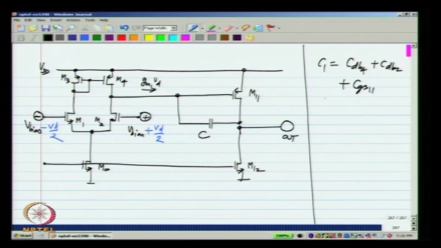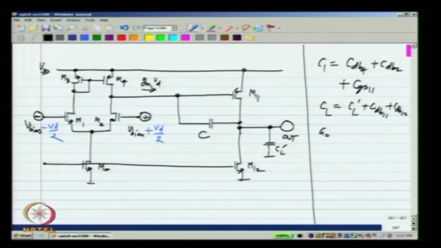Similarly, what is CL? The total CL will be whatever load capacitance we connect, CL prime, plus the parasitic capacitances due to M11 and M12. So, we do not usually calculate all these exact values by hand, we resort to the simulator, but we need to know how each of those values influences the total capacitance or the total parameter, and which consequently affects the pole value.